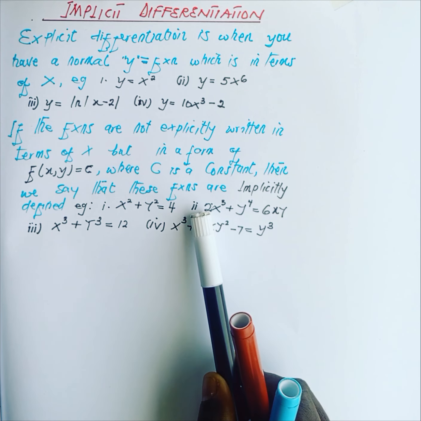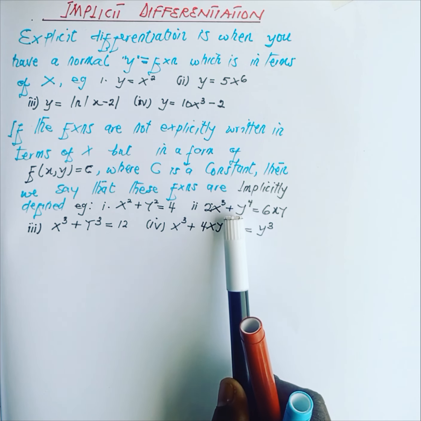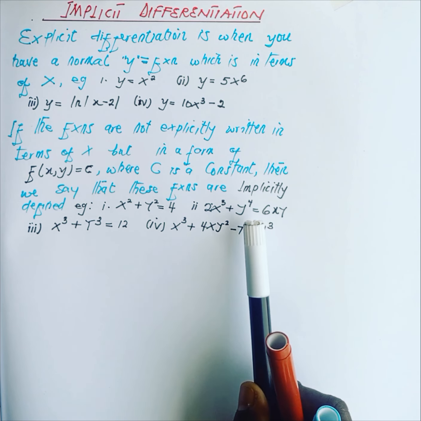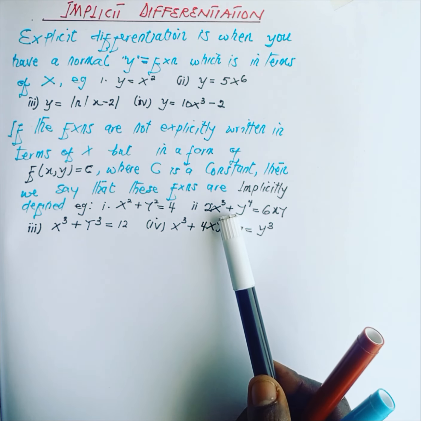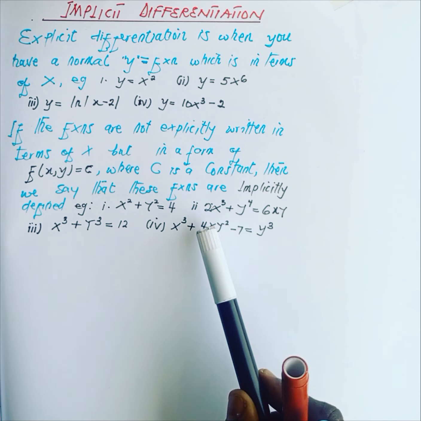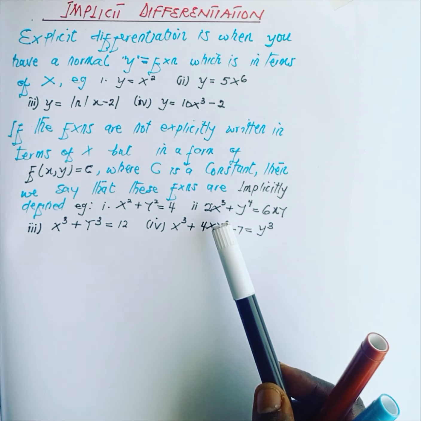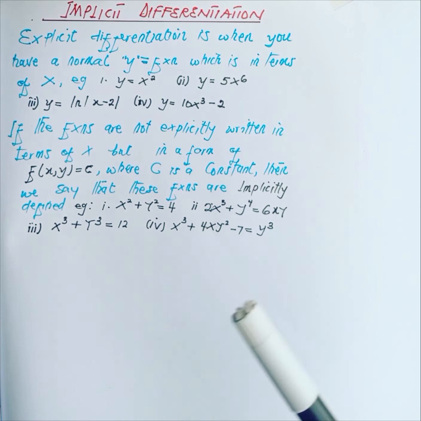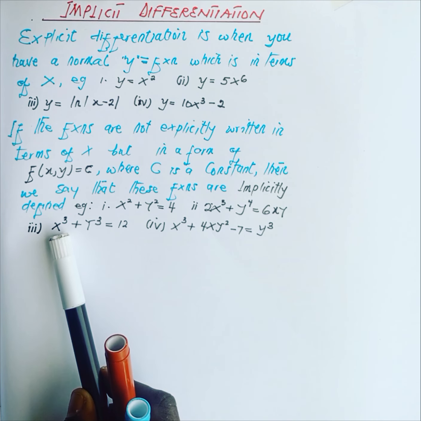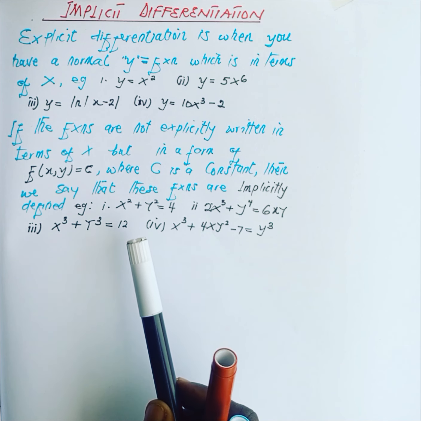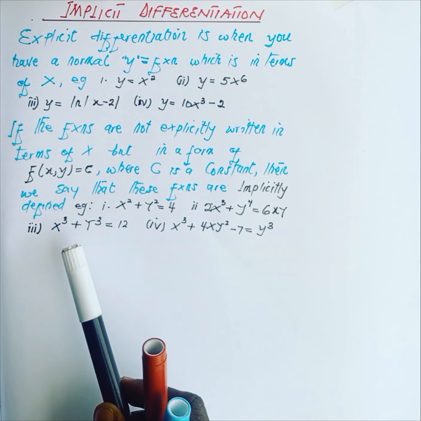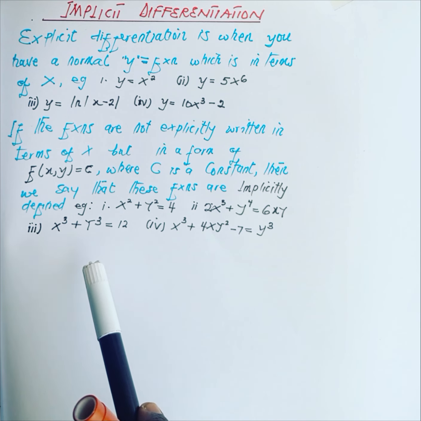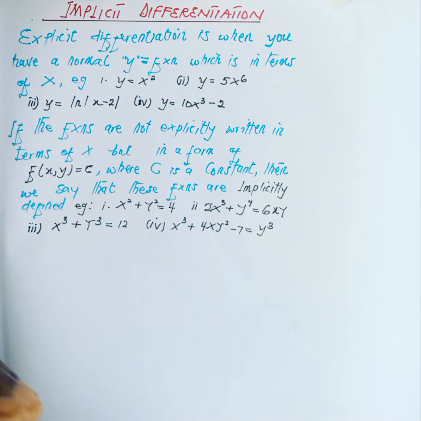Now when we come to example 2, we have 2x cubed plus y power 4 is equal to 6xy. This function is not written explicitly in terms of x only, but implicitly, in the form of x and then y, because we have two variables. The next example, we have x cubed plus y cubed is equal to 12. This function is written in terms of x and y, so it is an implicit function. I believe you understand.